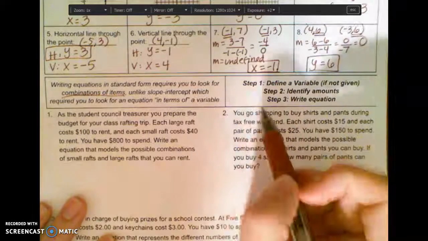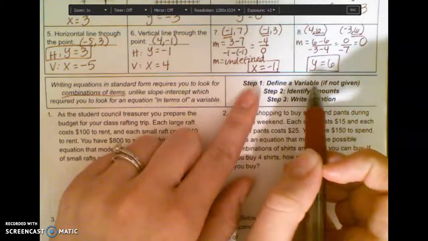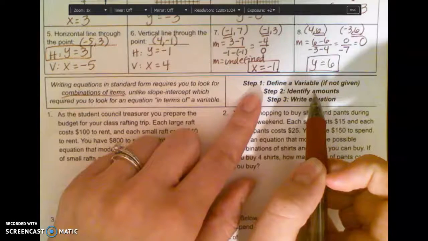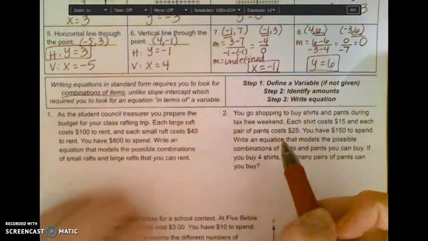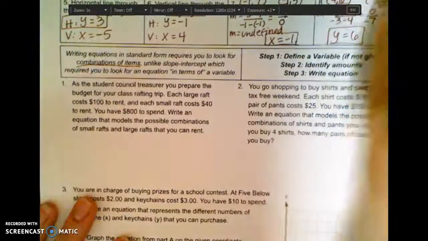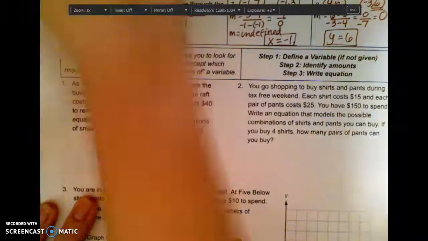So here are the steps. First, we'll define our variables x and y, unless they're defined for us. Then we'll identify the amounts, then we'll write the equation. So writing equations in standard form is actually not too bad. All right, let's look at the first one.